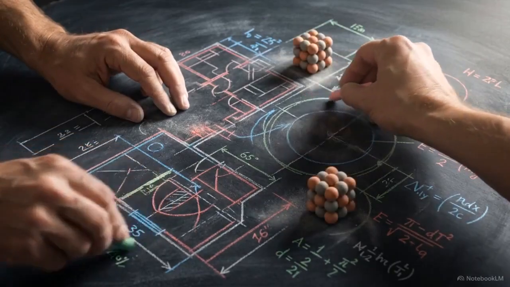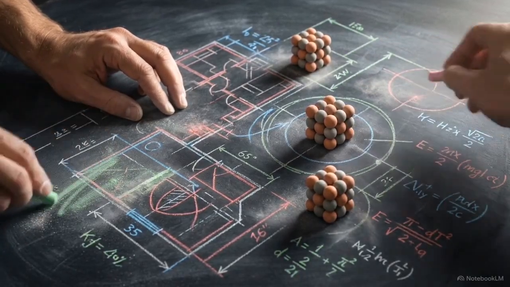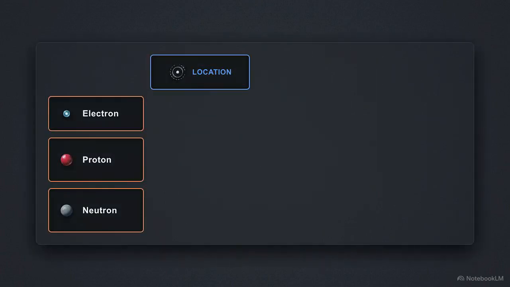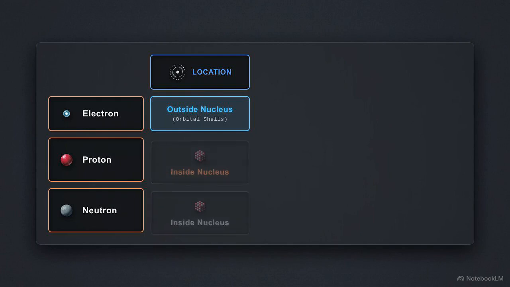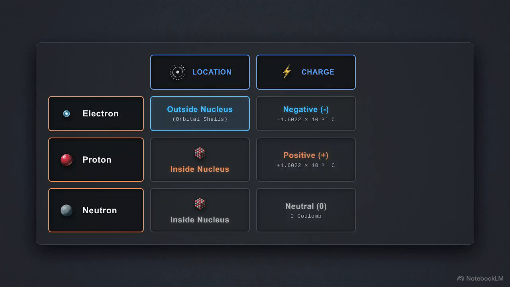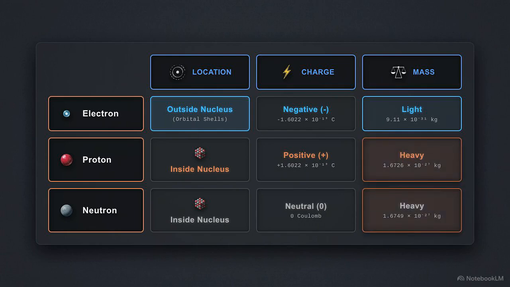Stepping back from the coconut metaphor, let's look at the strict architectural facts governing these 3 fundamental particles. This matrix explicitly defines the division of labor. First, we categorize by location. The electron operates exclusively outside the nucleus, while both the proton and neutron are permanently housed inside. Next, we add their electrical identities. Electrons maintain a negative state, protons provide the positive state, and neutrons remain firmly neutral. Finally, we assign their mass profiles, finalizing the dichotomy between the incredibly light perimeter and the heavily weighted core.